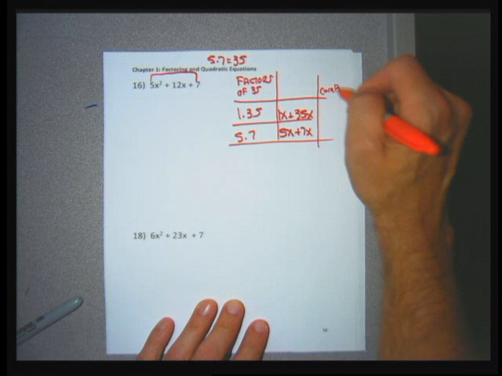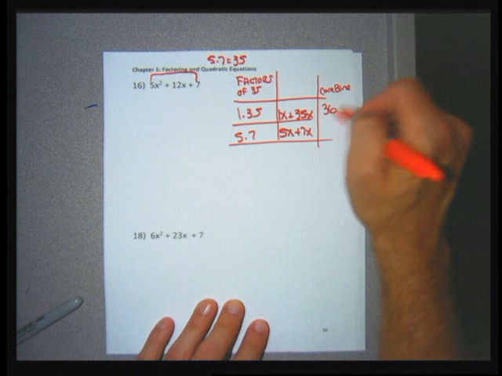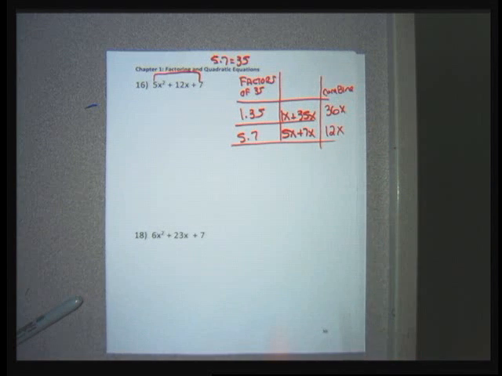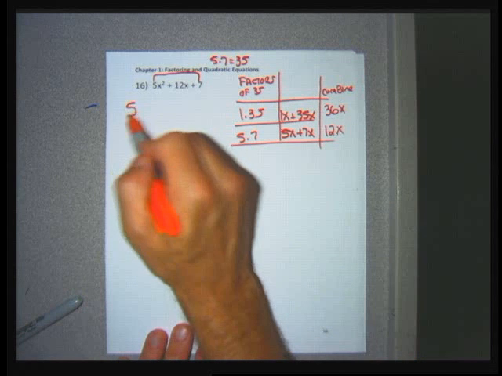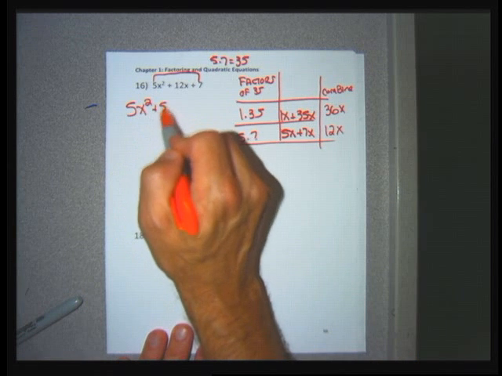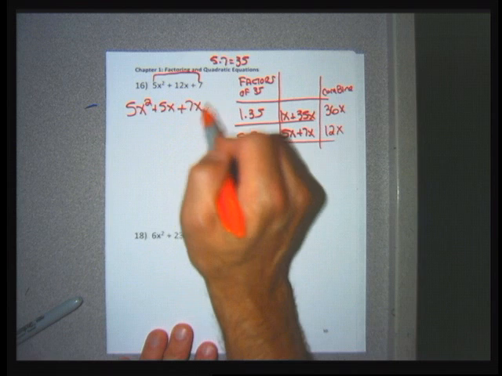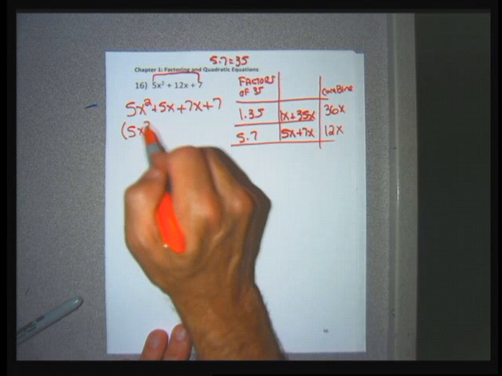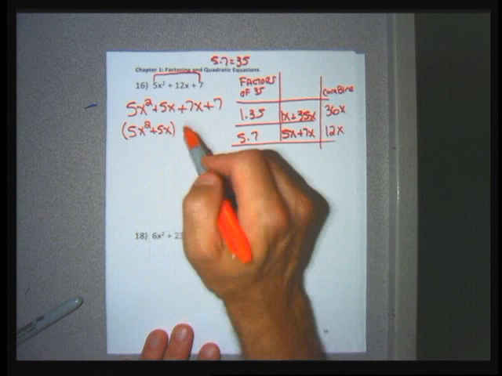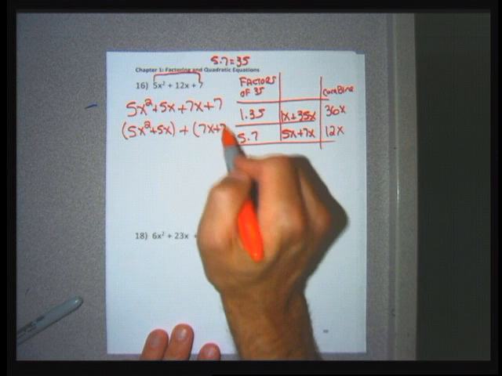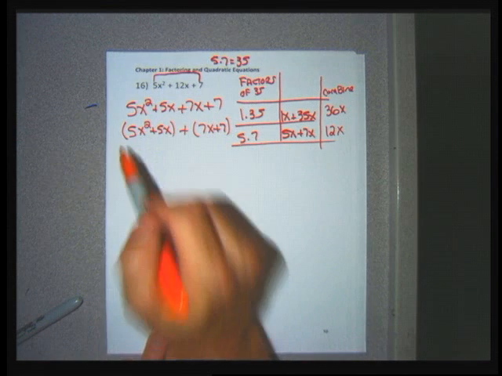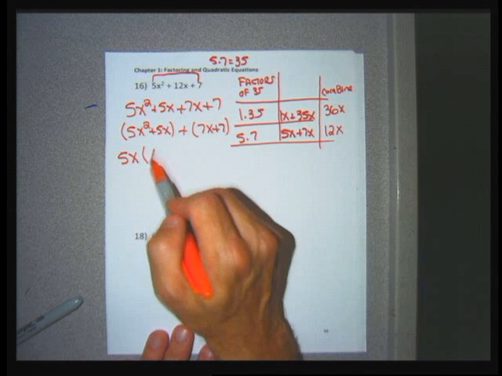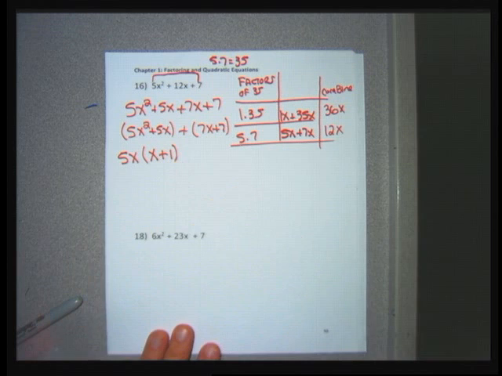When I combine those, I get a 36x or 12x. I want the 12x, so I'm going to do that for my rewrite. I'm going to go 5x squared plus 5x plus 7x plus 7. Introduce my groupings, so 5x squared plus 5x plus 7x plus 7. First set, there's a common factor of 5x. When I factor out a 5x, I'm left with an x first and a plus 1 second.